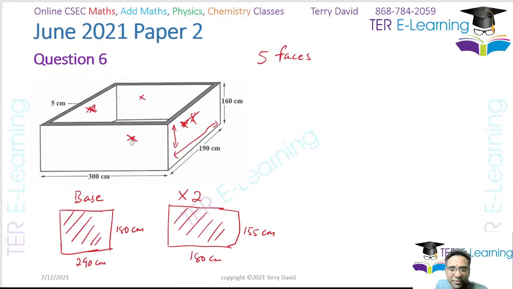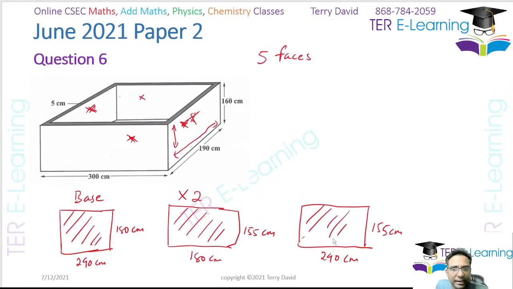Then let's look at the face in front here now. That face in front here is going to look like this. So that here is going to be 290 centimeters. And then we need to look at the height of it, which in this case is going to be 155 again. So that's 155 centimeters here. And in this instance we have to multiply this by 2 because you have 2 faces which are identical. So it's times 2.